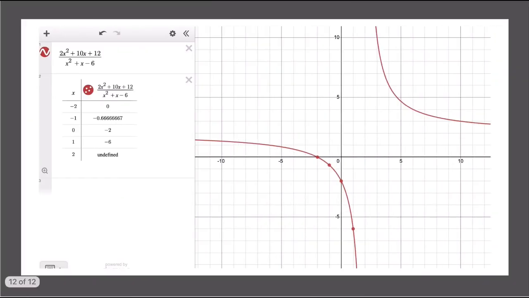So from the graph, you can see that we have that vertical asymptote at x equals 2. And also you can see the horizontal asymptote at y equals 2, that tells you a location where the x values are headed to positive and negative infinity.